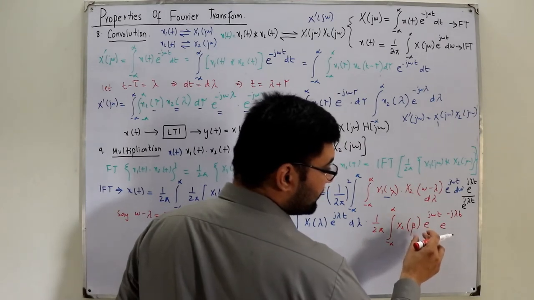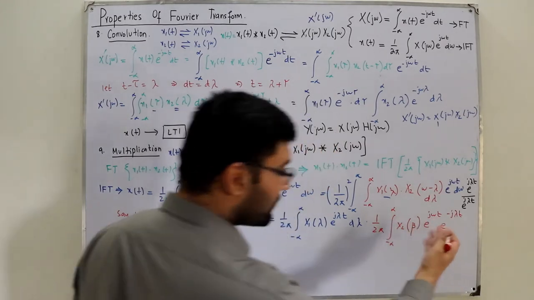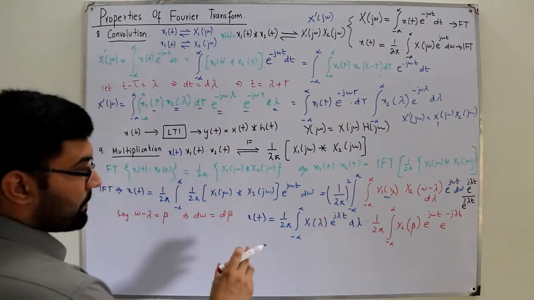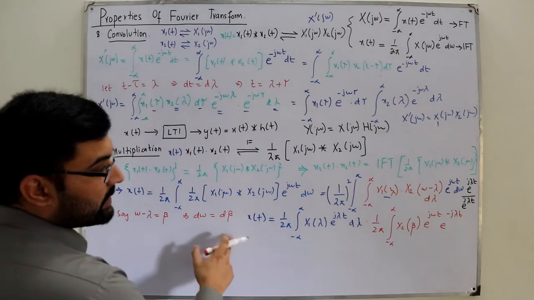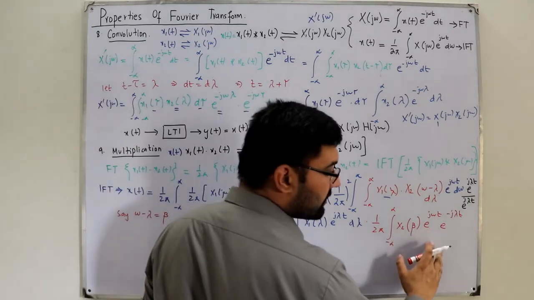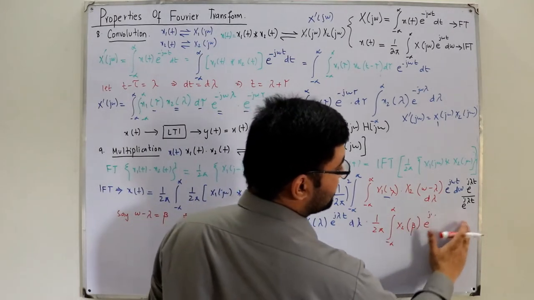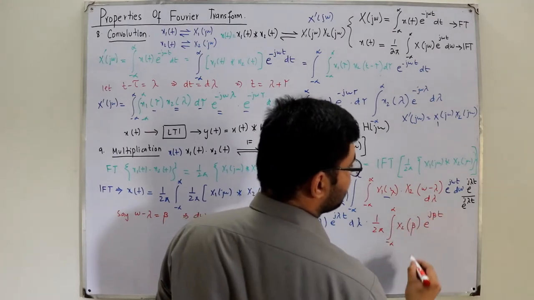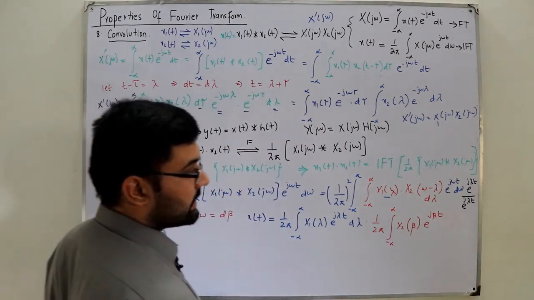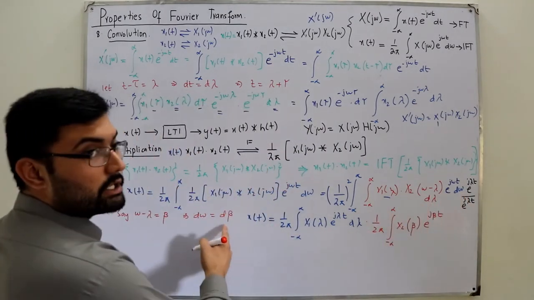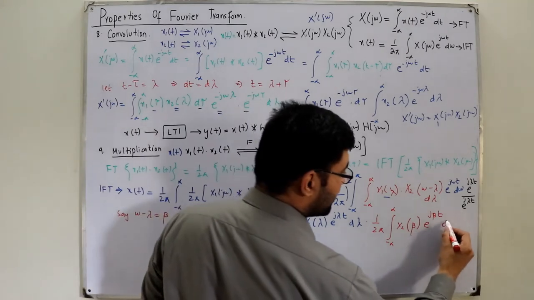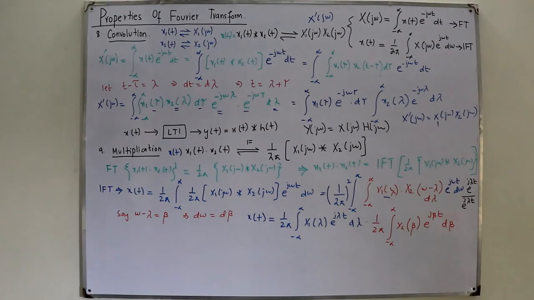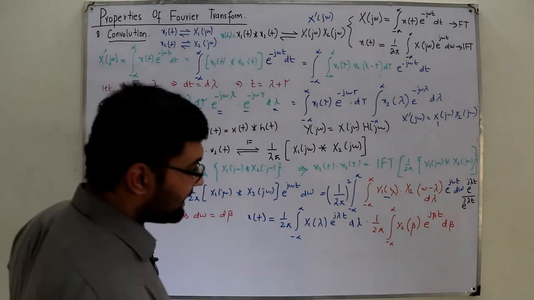So you can take omega minus lambda, this would come out to be omega minus lambda, and you could take d with respect to beta. So an exponential of j beta t, this would only come out to be exponential of j beta t, like this. And now d omega is equal to d beta, so this would be d beta. Is that fine? So have a look, what do you have over here?